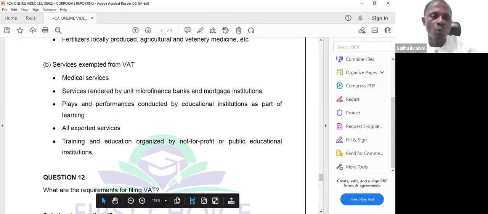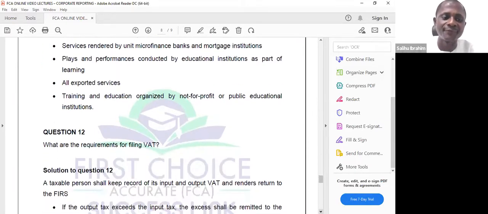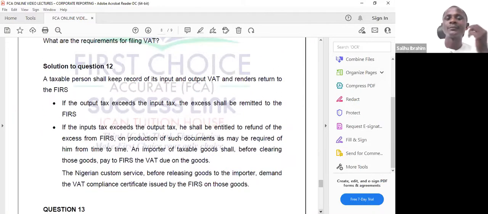Next, what are the requirements for filing VAT? If you want to file VAT, what are the requirements? Before you pay VAT, before you remit, if there's anything to remit, you have to compare your output VAT and input VAT. If your output VAT is higher than your input VAT, you pay the difference. You pay the difference, right?